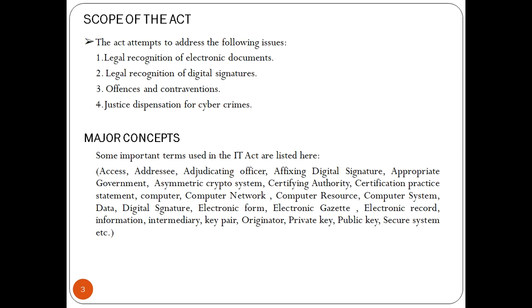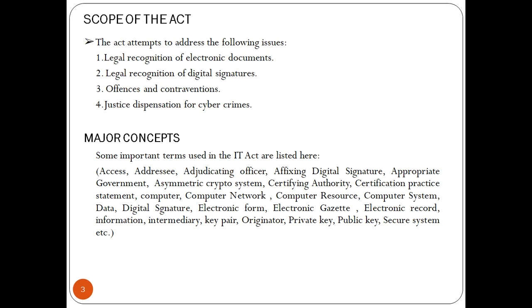Electronic record refers to any data, record or data generated, such as image or a sound stored or received or sent in an electronic form, or microfilm or a computer generated microfiche. And next, information includes the data, text or images or sound, voice, codes, computer programs, software and databases or microfilm, etc. Next, intermediary. I already told intermediary is the one with respect to any particular electronic message is any person who on behalf of another person receives, stores or transmits that message or provides any service with respect to that message.